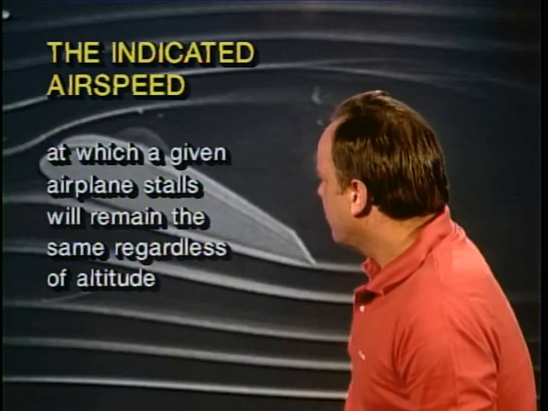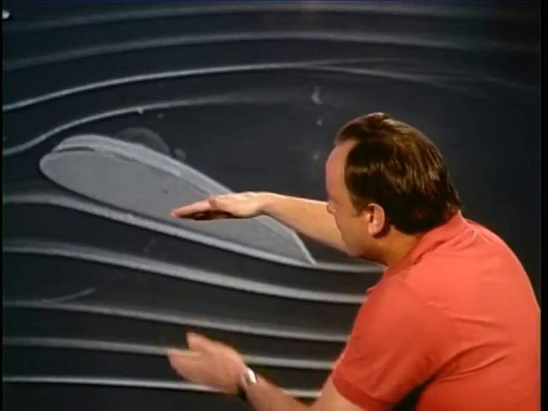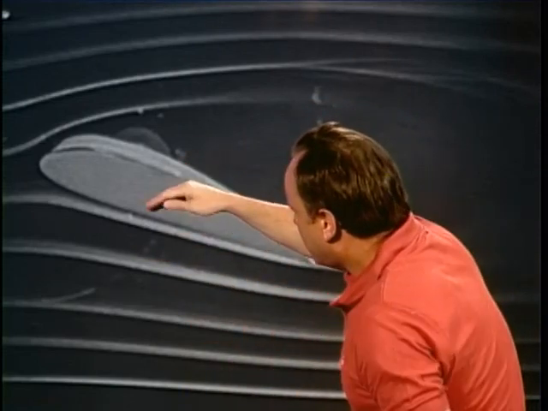Now, normally an airplane will stall at a specific indicated airspeed because unless you have some load factor on the airplane, G forces on the airplane, it'll stall at a given angle of attack, and that angle of attack will always occur at a specific indicated airspeed.